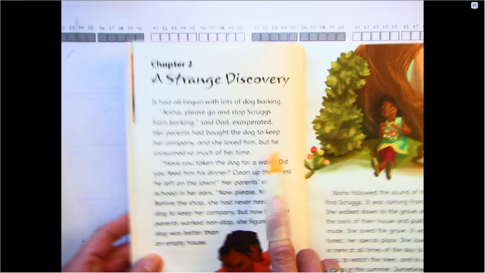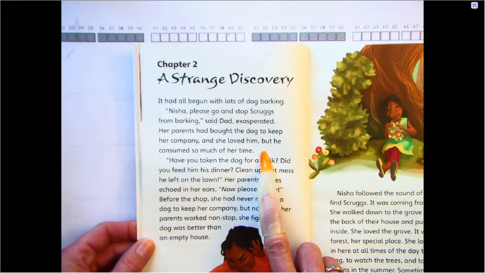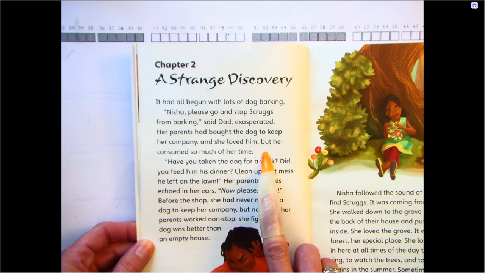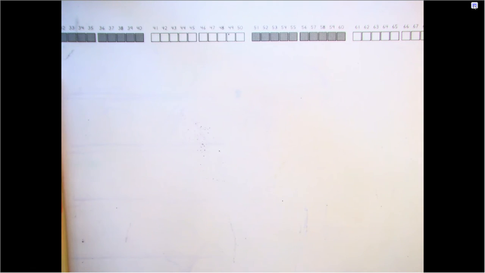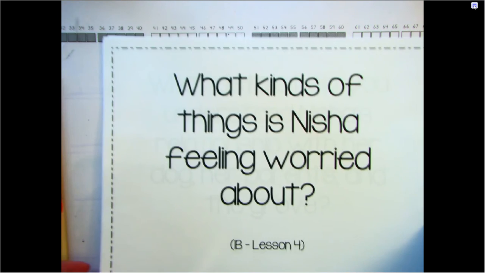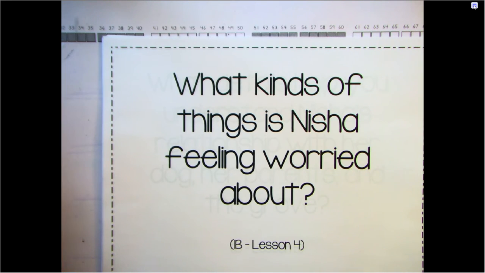And chapter 2 is called A Strange Discovery. So you'll read that tomorrow. Let's go back to what I was asking you earlier. What kinds of things is Nisha worried about? Remember?